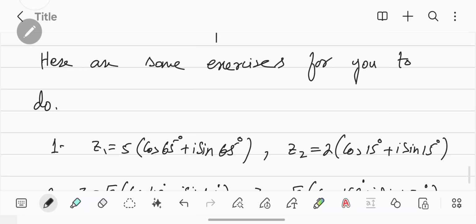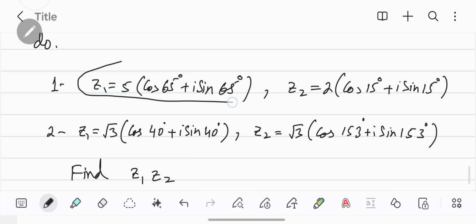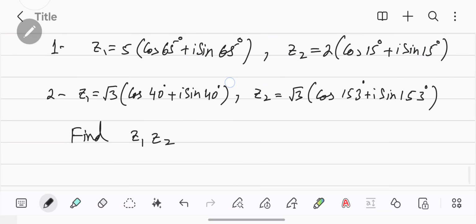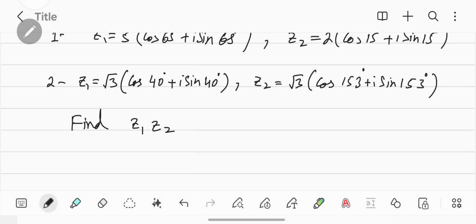What you have to do is find the product of Z1 and Z2. First of all, you'll make the product of these two, and then you will make the product of these two. And in both of the questions, you have to find their diagram also. You have to represent on the diagram both of the complex numbers and their product as well.